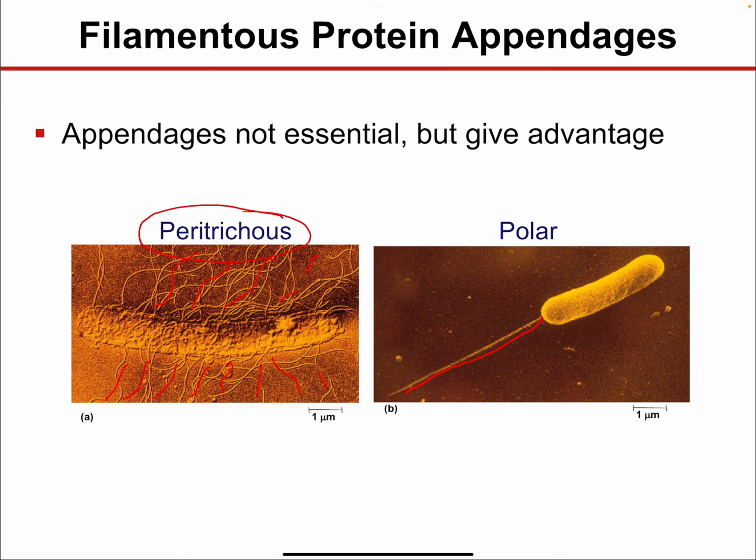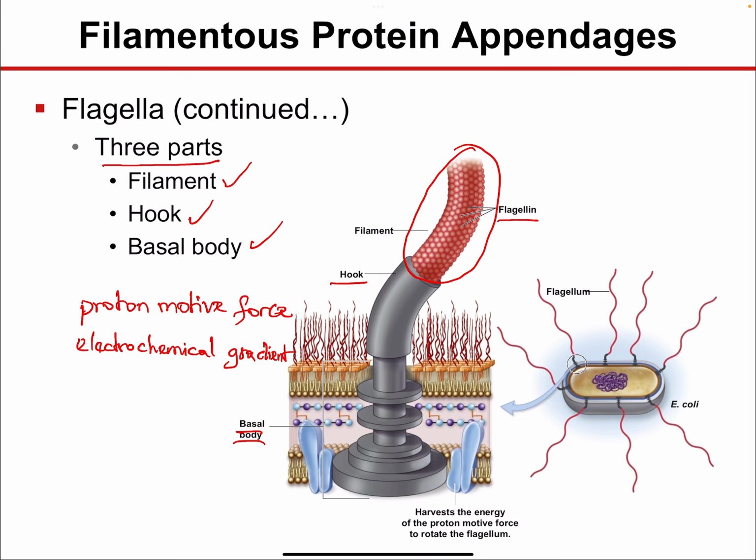So, let me go back here. The proton motive force, or the electrochemical gradient, is what fuels the movement of the flagellum in bacteria. And that movement of the flagellum is 360 degrees. That's the way it spins. So that was the flagellum.